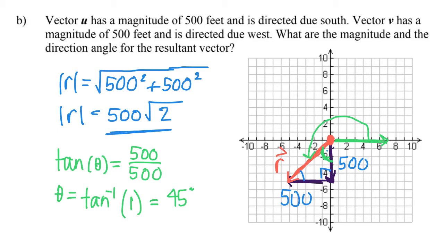But if we don't remember that, keep in mind from here to here is 180. 180 plus this 45 that we found will also give us 225. So our direction angle that we need is going to be 225 degrees. And again, the resultant vector is 500 square root of 2.